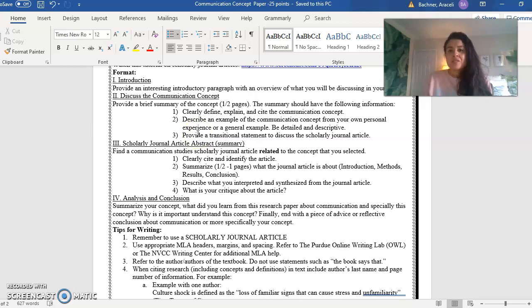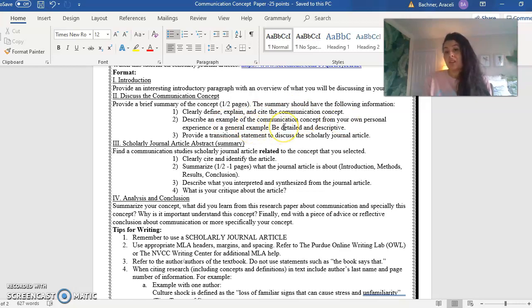So let's say, for example, going back to the example, I selected language characteristics. The first thing I should do is clearly define, explain and cite the communication term. So language characteristics is blah, blah, blah, as stated by our textbook authors, Valeziano, etc., right?